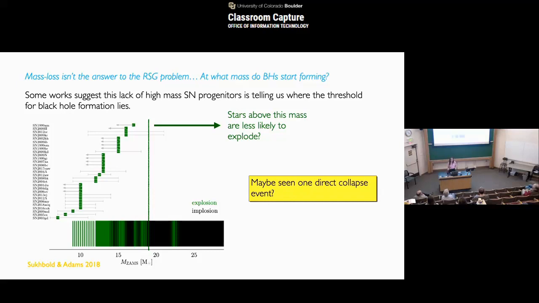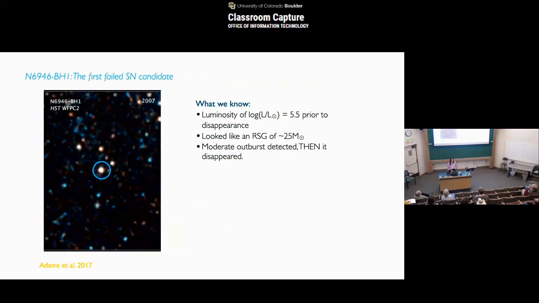But the exciting thing is we've maybe seen one direct collapse event already, and it neatly lands right here in one of the islands of inexplodability, in one of the implosion zones. It's called N6946-BH1. So that is the first candidate. What we know about this star is that prior to its disappearance, it had a log luminosity of around 5.5, which would make it a red supergiant of around 25 solar masses. It had a very moderate outburst, and then it disappeared.